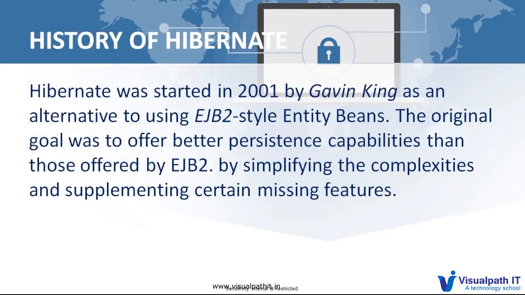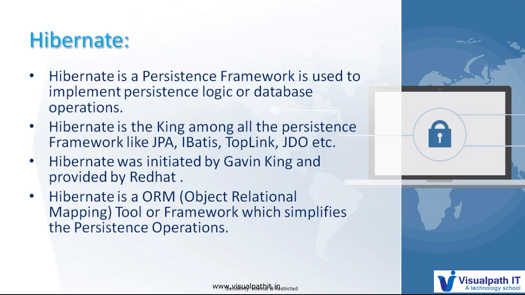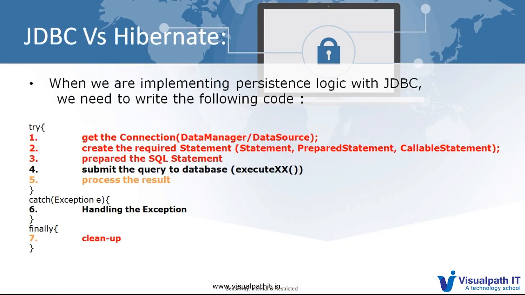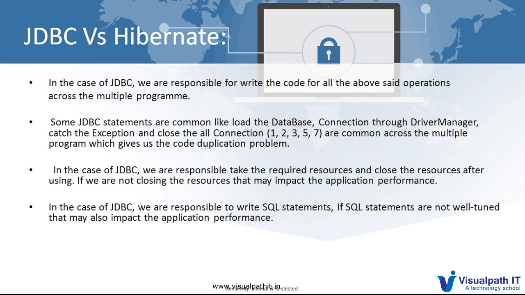Hibernate started with the EJB style entity bean, and after that the same team enhanced and simplified it, because EJB2 is very complex. Hibernate is very popular among the others like TopLink, iBATIS, and JDO. Hibernate is the most famous, and the code duplication that comes with JDBC is deleted by Hibernate.